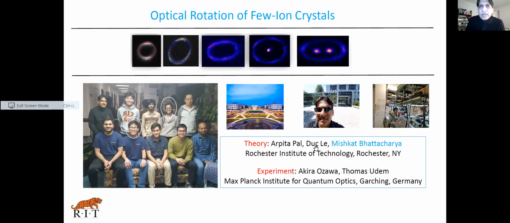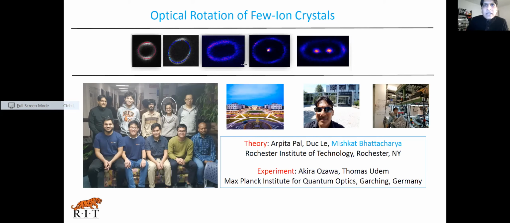This is actually a collaboration. We've done the theory, and the experimental data you're seeing comes from the lab of Akira Ozawa and Thomas Udem, who are at the Max Planck Institute for Quantum Optics. This actually spontaneously happened after I gave a talk there, and Akira very generously took me to his lab. You can see him in his lab here, and he showed me some quote unquote funny effects they were seeing. And of course, that's where things typically start. So we started looking at this, and now we're quite heavily into it.